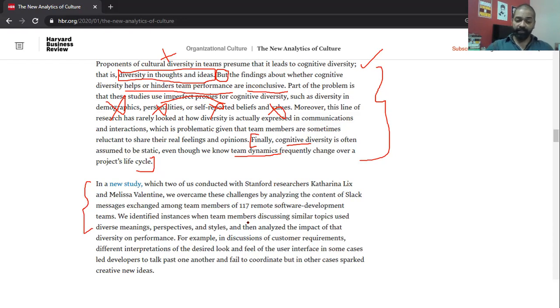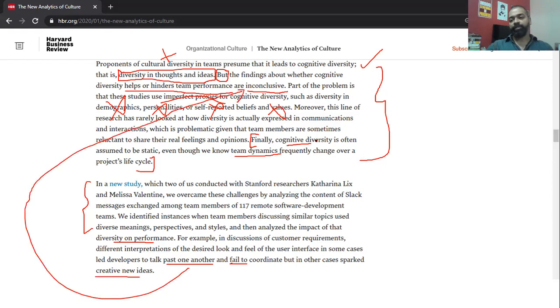"We identified instances when team members discussing similar topics use diverse meanings, perspectives, styles, and then analyzed the impact of the diversity on performance. For example, in discussions of customer requirements, different interpretations of the desired look and feel of the user interface, in some cases, led developers to talk past one another and fail to coordinate, but in other cases, sparked creative new ideas." So this kind of goes and connects to this part here. That's the connection you're supposed to be making.